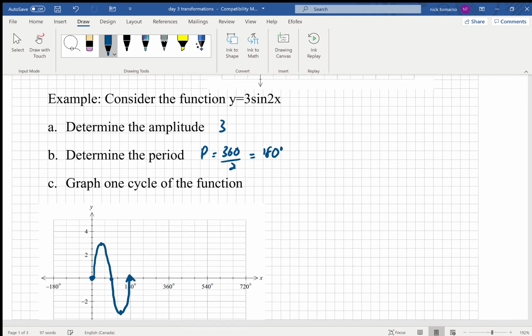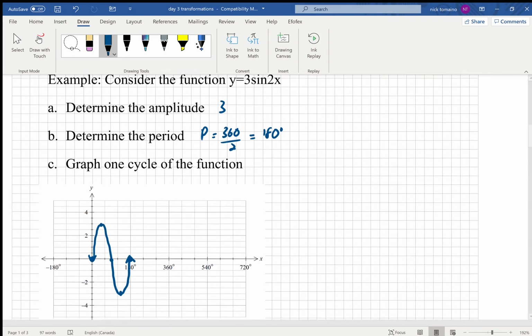And there's one cycle. You put arrows at the end to indicate that it keeps going. Okay, excellent.